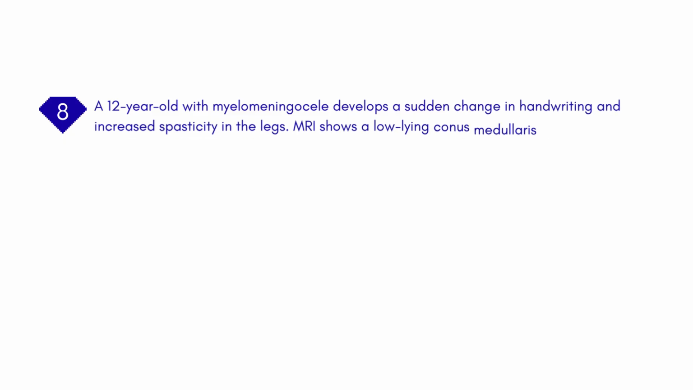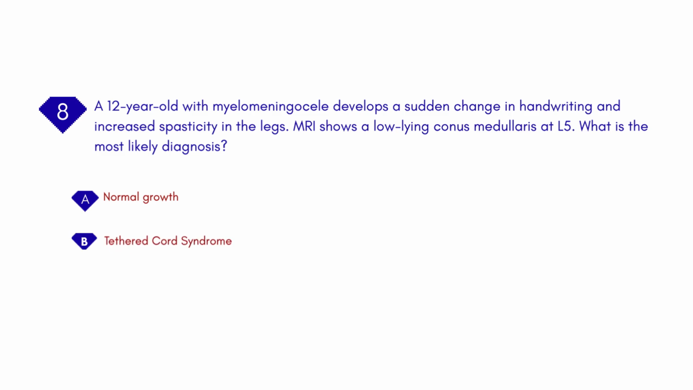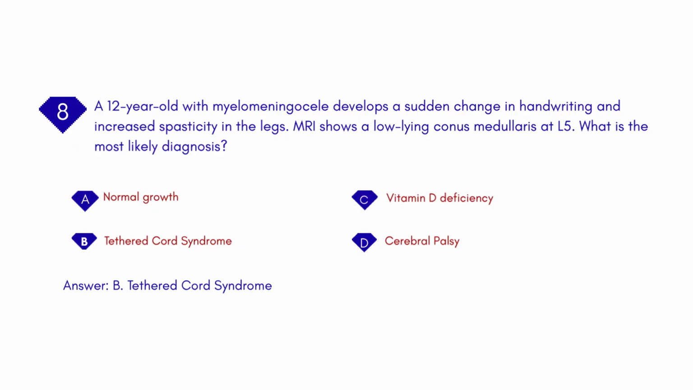A 12-year-old with myelomeningocele develops a sudden change in handwriting and increased spasticity in the legs. MRI shows a low-lying conus medullaris at L5. What is the most likely diagnosis? A. Normal growth. B. Tethered cord syndrome. C. Vitamin D deficiency. D. Cerebral palsy. Answer: B. Tethered cord syndrome.